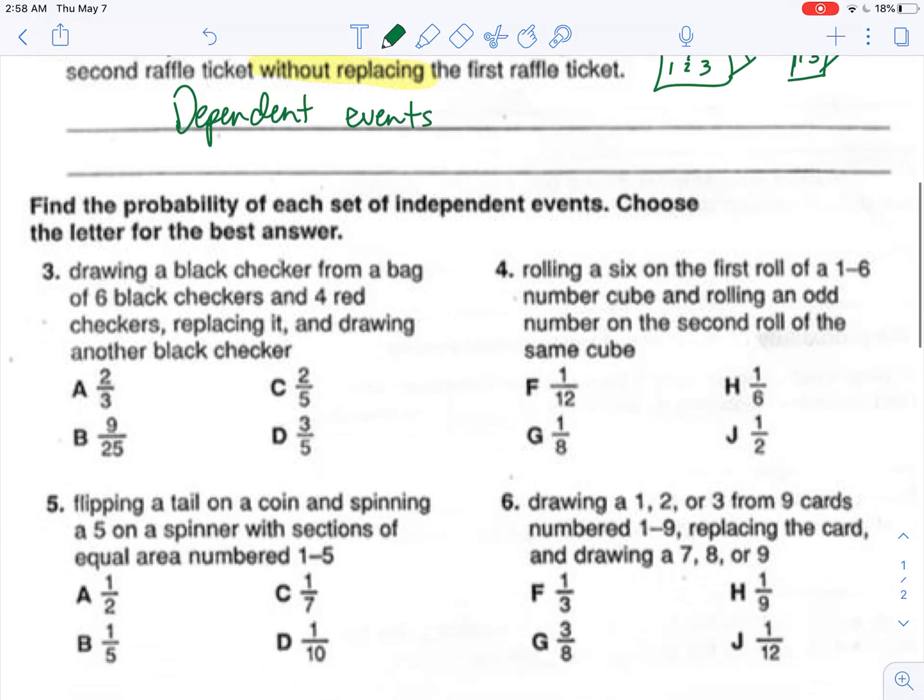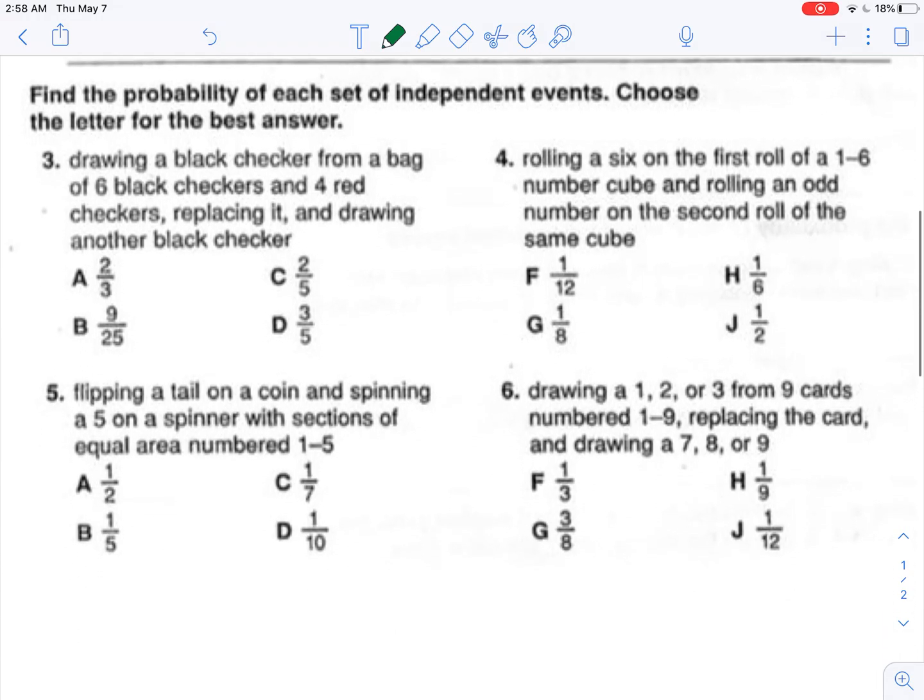All right, so let's find the probability of the set of independent events. These are all independent. And then we'll do dependent. So we'll talk through the first 2. I'll give you the answers for the next 2, and then we will talk about one dependent event.